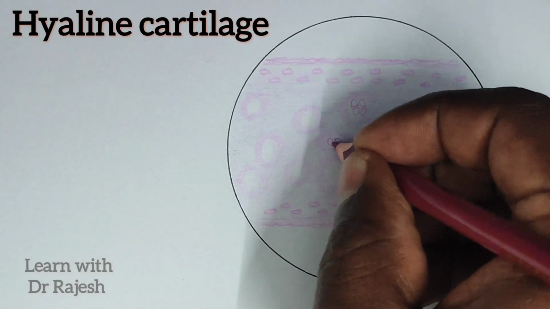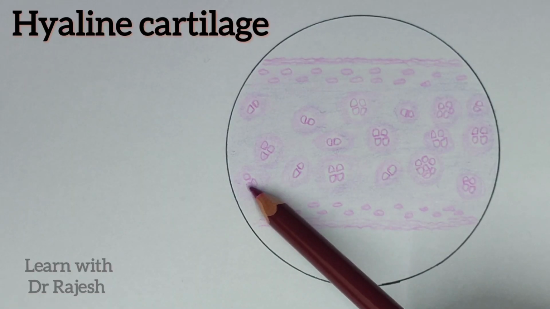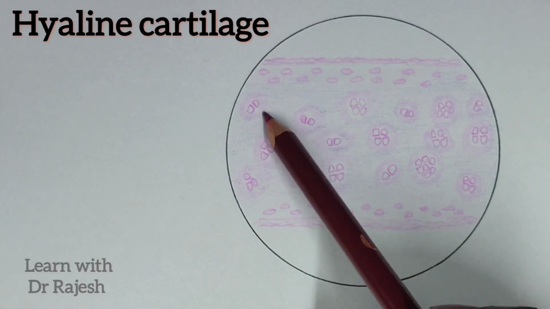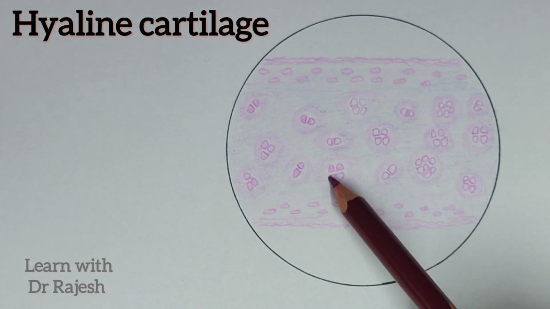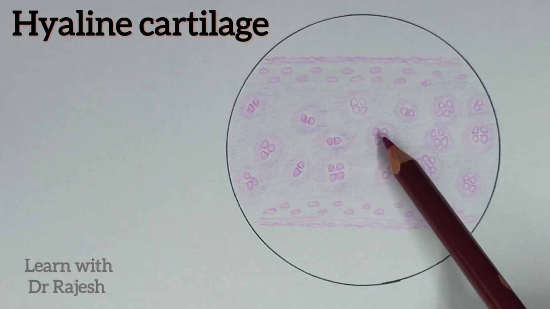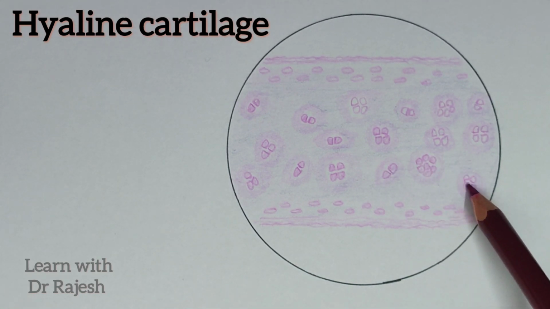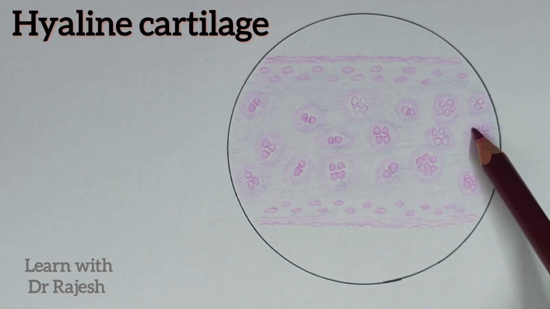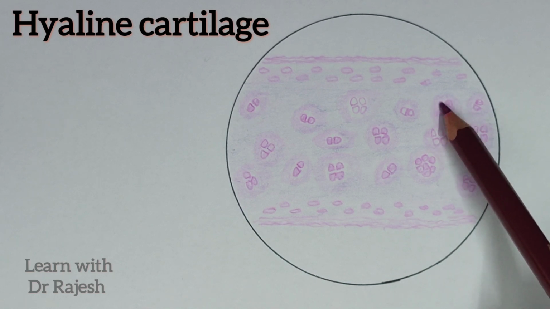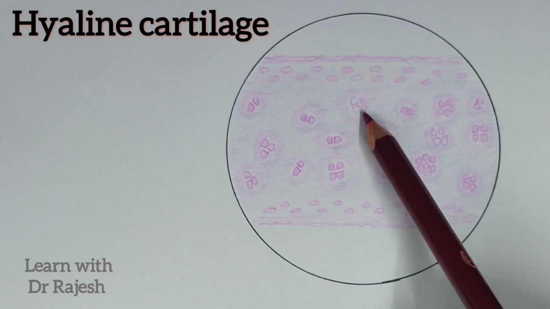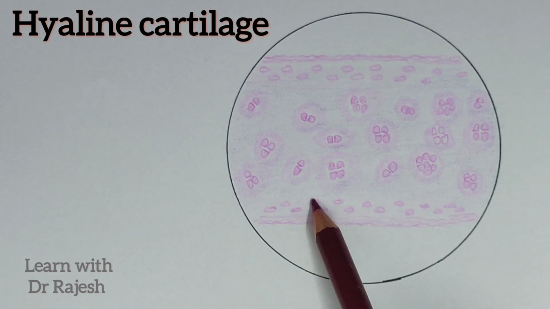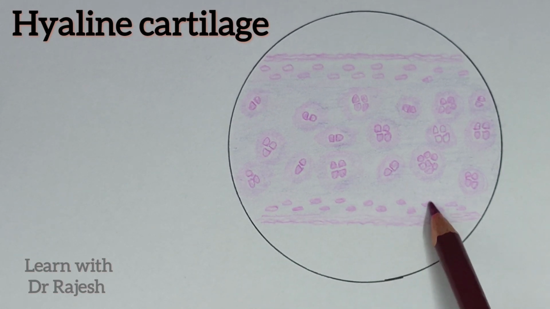After completing all the lacunar spaces with chondrocytes, we can draw the cytoplasm for these cells. So we have to shade the cytoplasm inside the cells, and after completing the shading of cytoplasm for all the chondrocytes, we can place the centrally placed rounded nucleus for these cells.